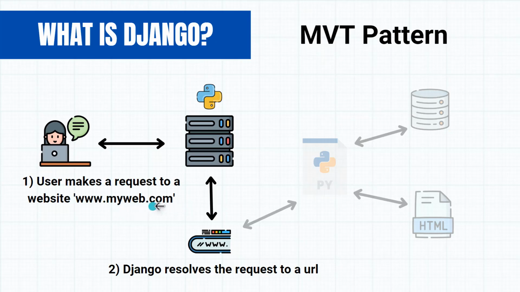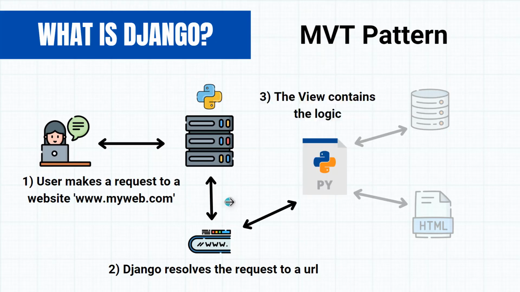If it had myweb.com/about, then Django would resolve this to the URL for the about. And if it was myweb.com/item/one, then Django would know to resolve the request to that URL. And again, this is just a Python file here. So Django resolves it to the correct URL, in this case, the home route. The next step is that this gets passed along to a specific view that's associated with that URL.